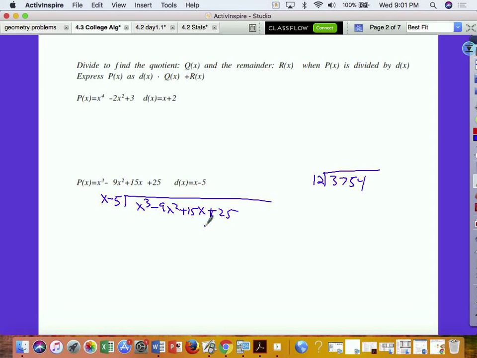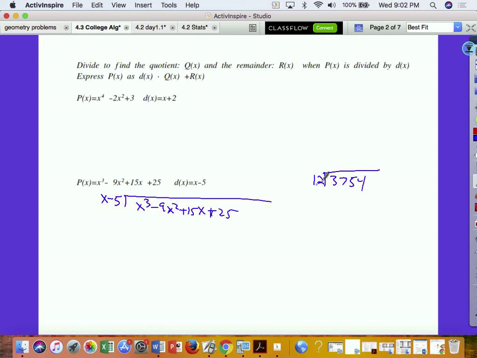Okay. Now here's the deal. Whatever you put in the answer, it's got to be in the right positions. And even below this when you do some work. This is the x cubed column, this is the x squared column, this is the x column, and this is the constant column. Just remember that when you do your division.